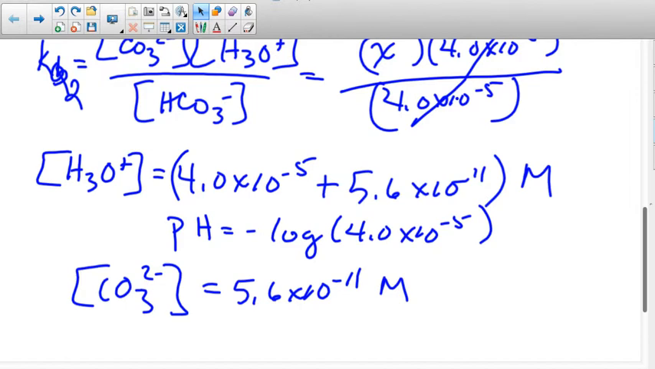Questions on that? Yes, Lauren. How did you go from adding the 4.0 times 10 to the negative 5 plus 5.6 times 10 to the 11, and then get to here? Because this is so small compared to that. What is pH equal? Isn't that like big? Is it times 10 to the 11? Negative 11. Oh, gotcha. It's 4.00. Now it makes sense? Yeah. All right. We good?